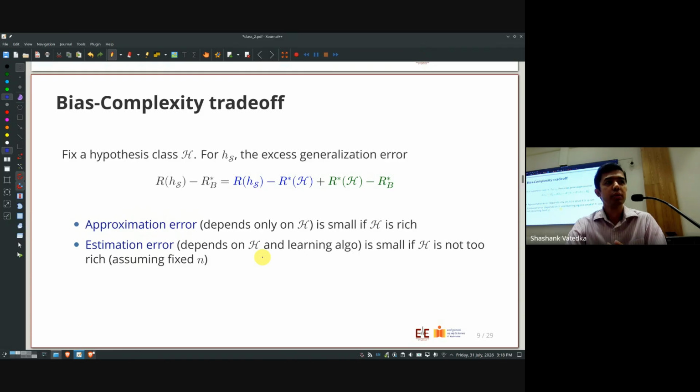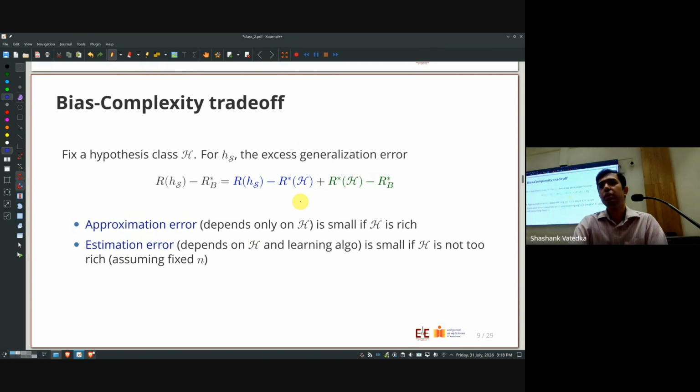So if your hypothesis class is too complex, then it's difficult to learn. If it's simple enough, then it's easier to learn. That's something you've probably already seen in your machine learning course, right? If your class is too rich, then there's a tendency to overfit, right? You will overfit the data, and the corresponding estimation error will be large. But if your H is simple enough, then you can make this estimation error small, because you can learn the hypothesis class well enough.